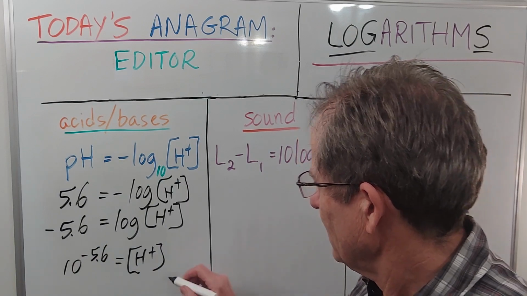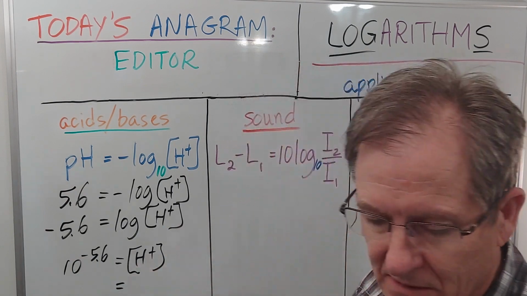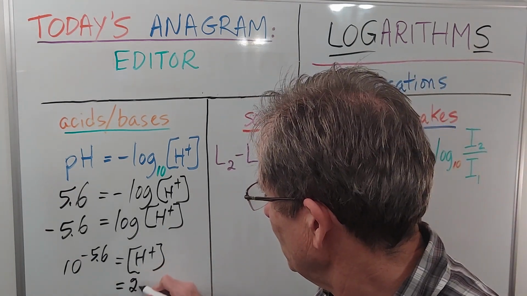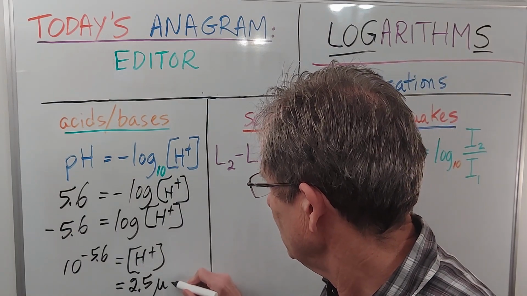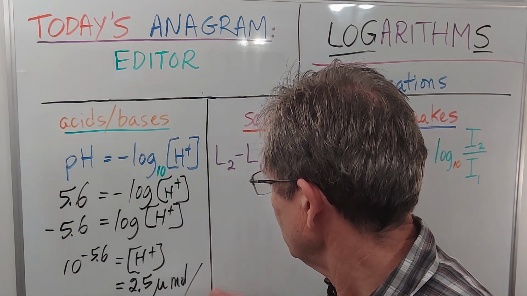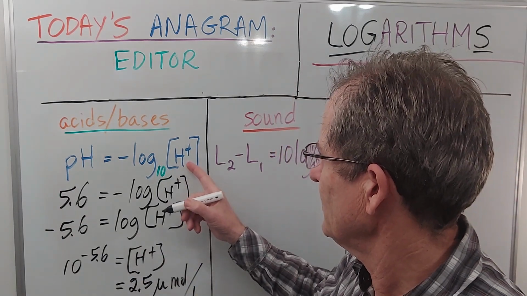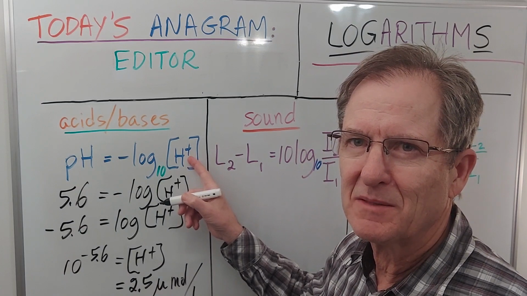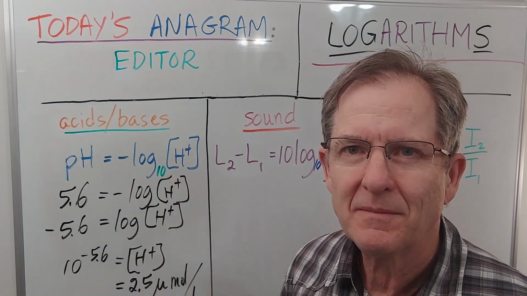Now if you do that on a calculator, it turns out that that is equal to, let's see here, 2.5 times 10 to the minus 6, which is micromoles per liter. I won't do an example where I give you the proton concentration, because I think any dummy can take the log of it and make it negative.